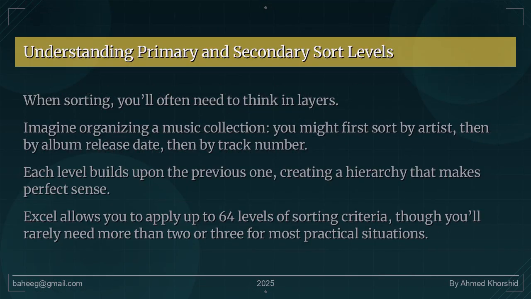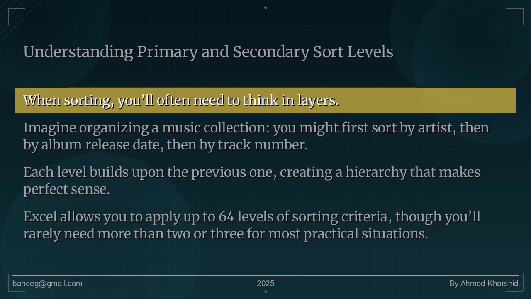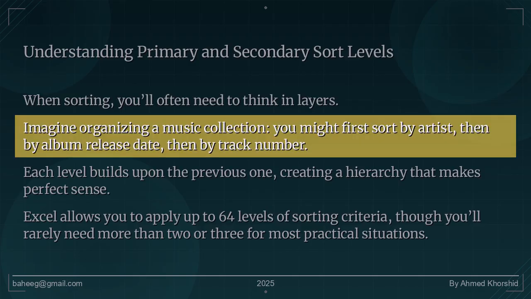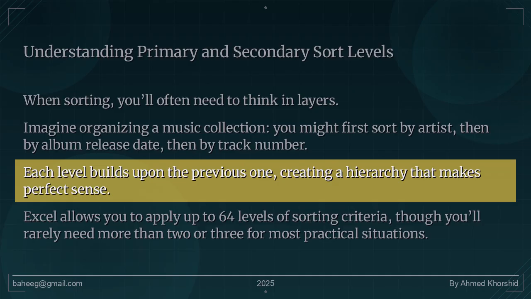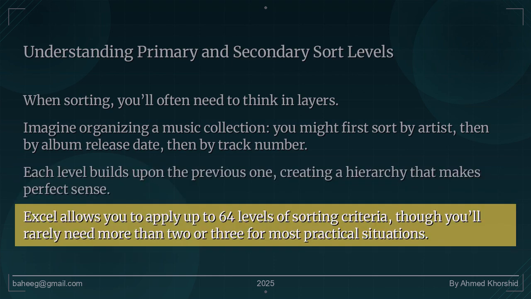Understanding primary and secondary sort levels. When sorting, you'll often need to think in layers. Imagine organizing a music collection. You might first sort by artist, then by album release date, then by track number. Each level builds upon the previous one, creating a hierarchy that makes perfect sense. Excel allows you to apply up to 64 levels of sorting criteria, though you'll rarely need more than 2 or 3 for most practical situations.